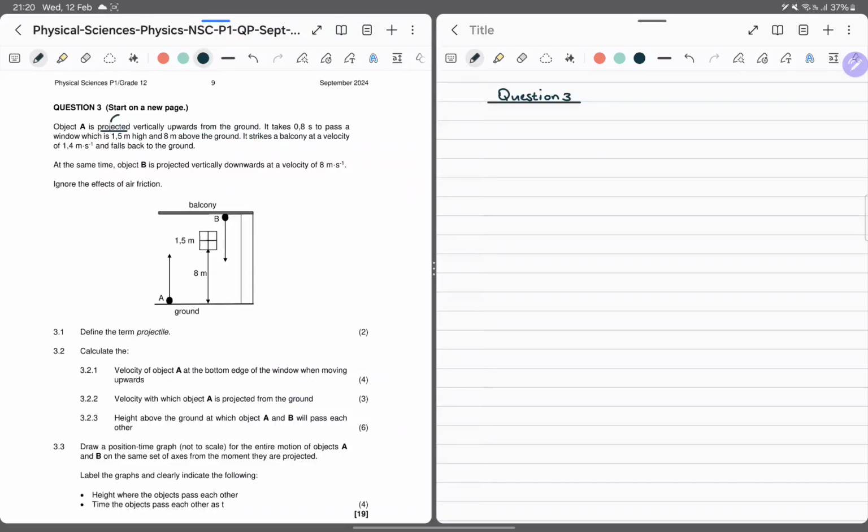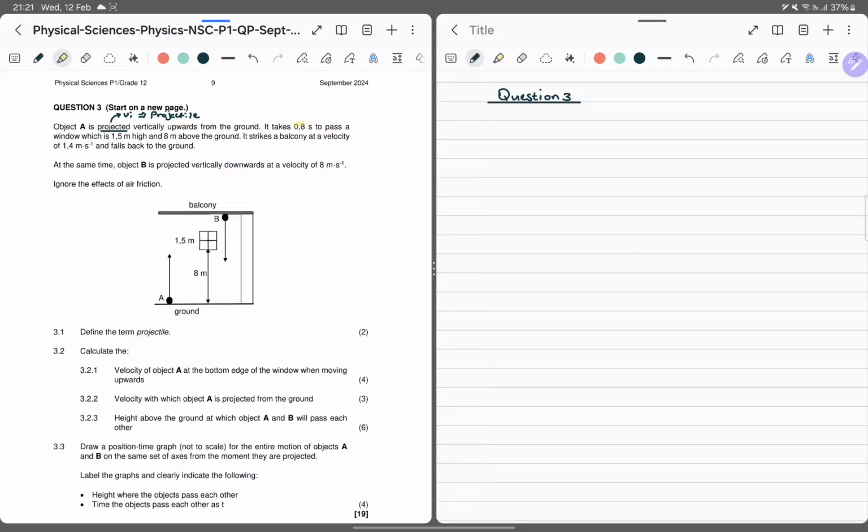So if it is projected, what does that mean? It means it has initial velocity. And if it has initial velocity, it is itself a projectile. So we need to remember that. So always understand information given. Okay, it is projected vertically upwards from the ground.